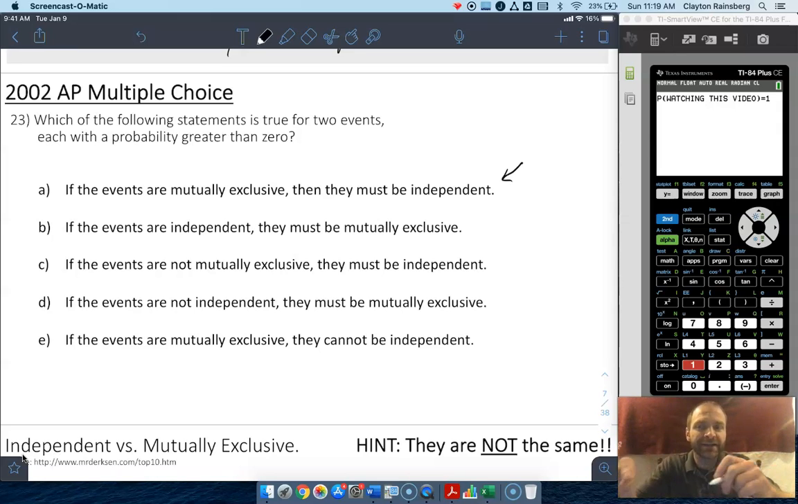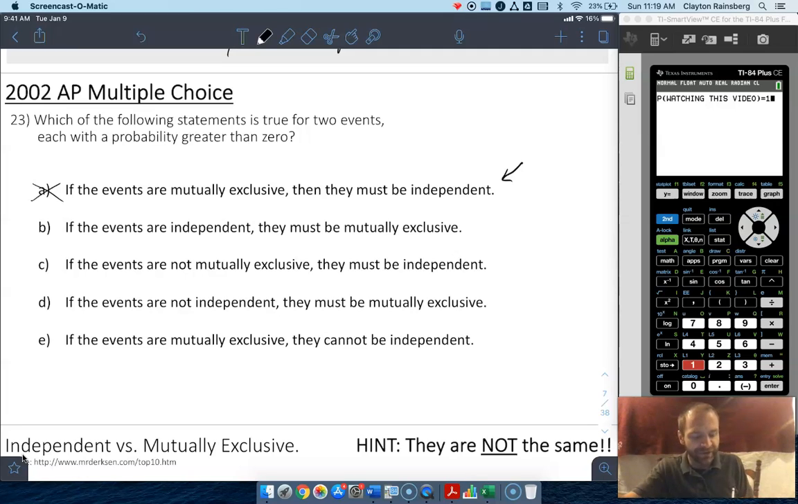But that is the most chosen wrong answer by students, because even our brains want to say they mean the same thing. But one of them is based off of probability given that something occurred. And one of them is saying, hey, is there any overlapping over here? So it's not going to be choice A, but choice A is the most selected wrong answer for this, because people want to say those two mean the same thing. B, if the events are independent, they must be mutually exclusive. C, if the events are not mutually exclusive, they must be independent.